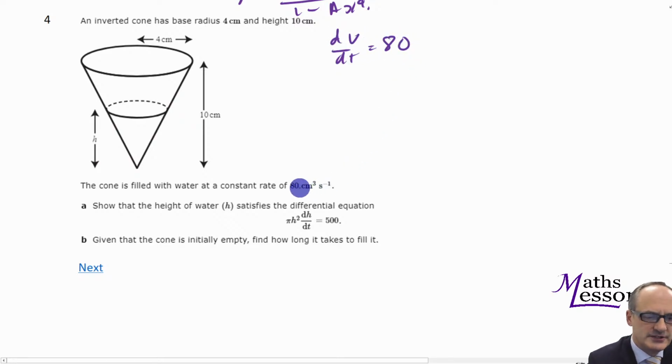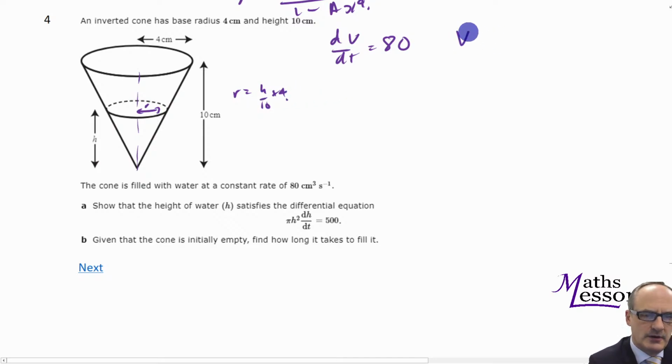How do I know it's dv by dt? Well, that's volume, and that's time to the minus 1. It's volume over time, so that's dv by dt. What I also know is the radius at this point in time is going to be in ratio h over 10 times 4. Because if I've got h at any point in time, and this is 10 tall and this is 4 wide, then this radius r will equal h over 10 times 4.